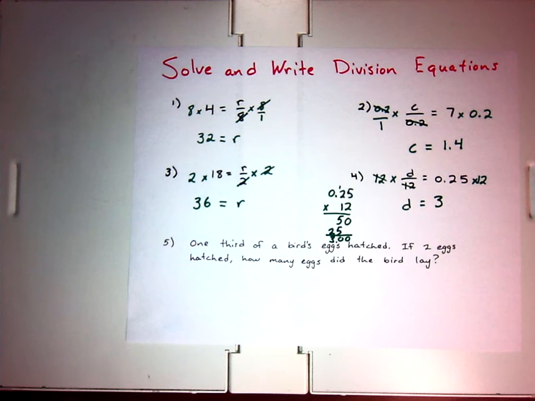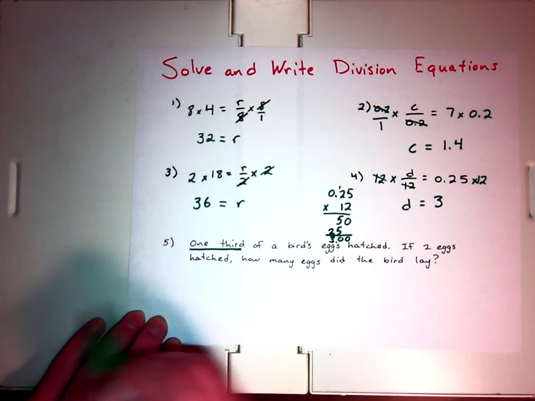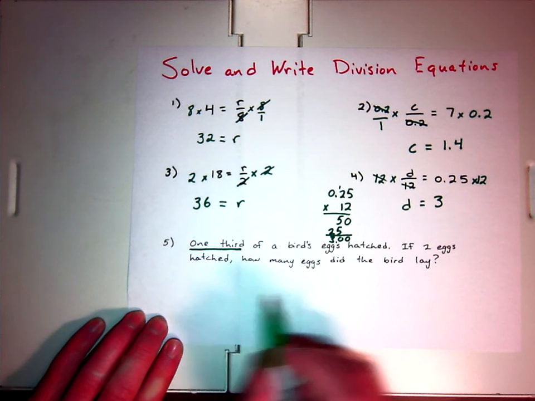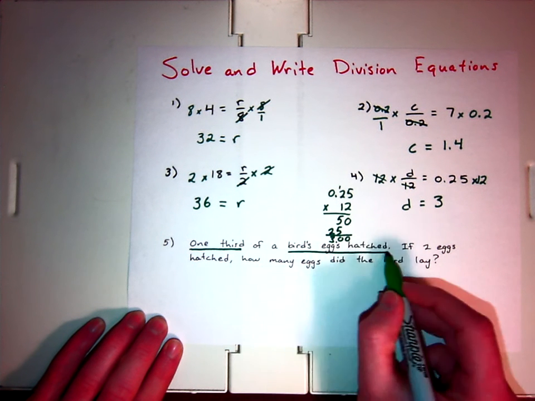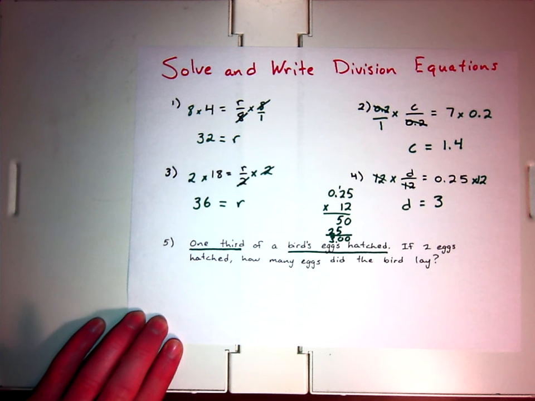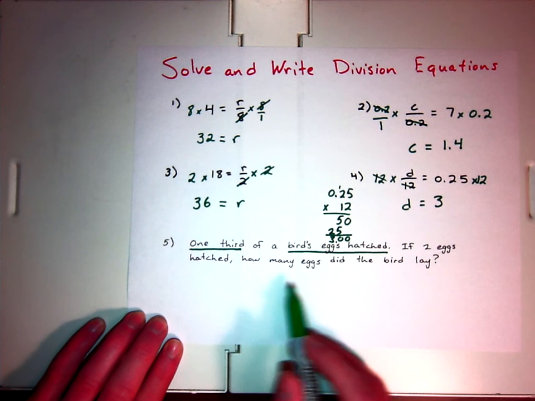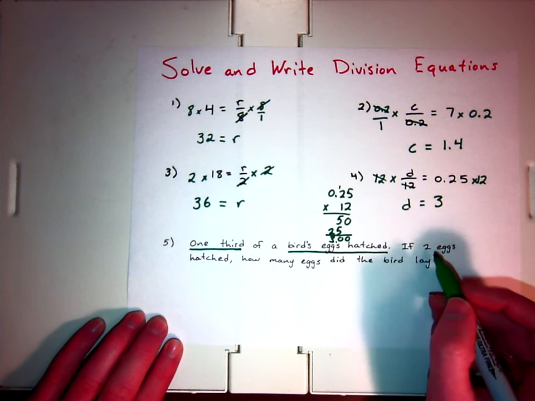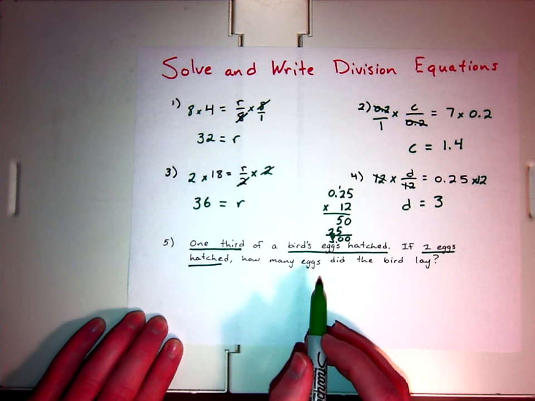For number 5, we have a word problem. It says 1/3 of a bird's eggs hatched. If 2 eggs hatched, how many eggs did the bird lay? Well, some things that we need to know. 1/3 of something. Well, what is it 1/3 of? It's of the bird's eggs that hatched. So we don't know how many hatched until we get to the next sentence where it says, if 2 eggs hatched, how many eggs did the bird lay?